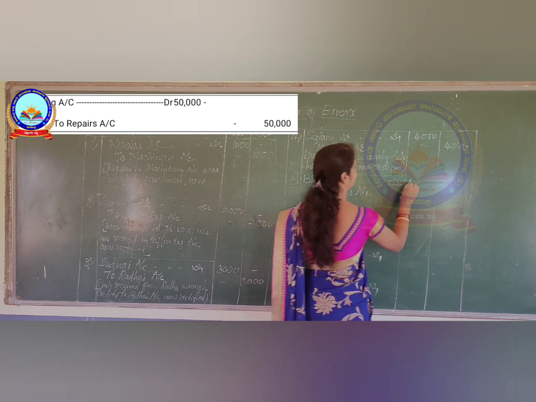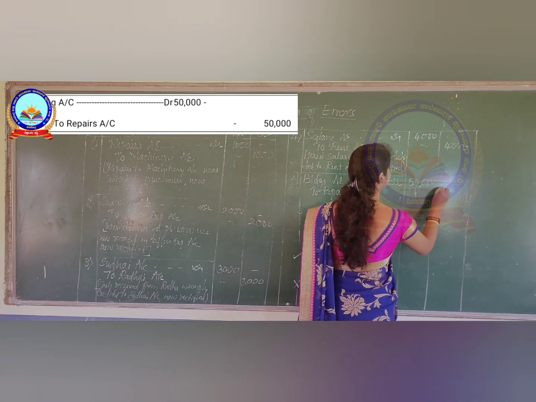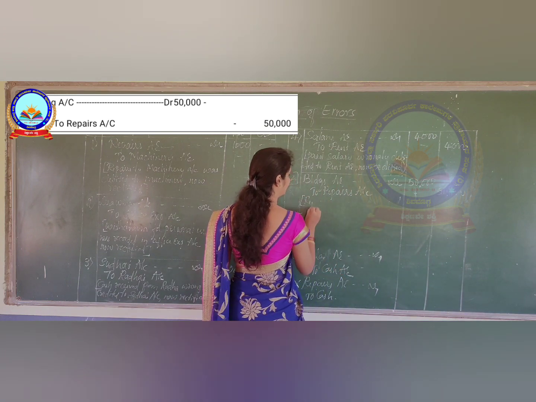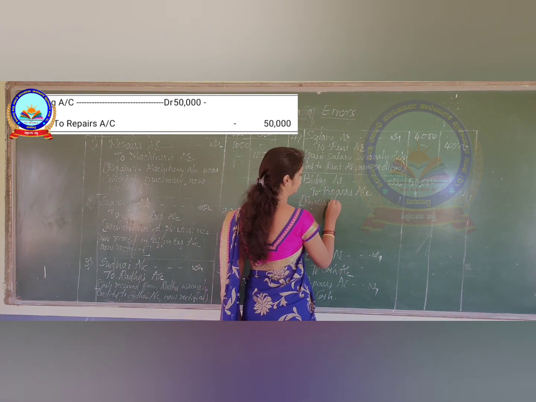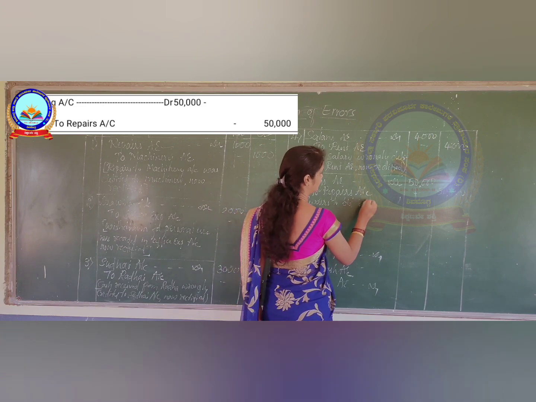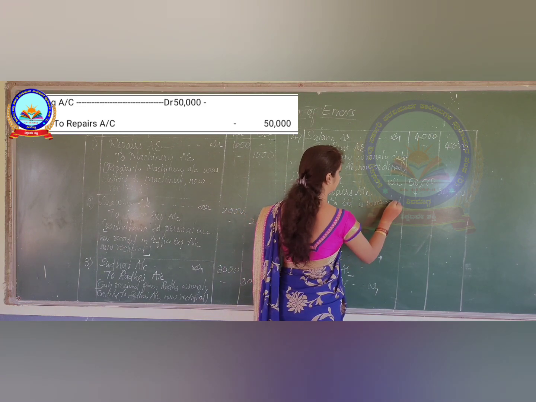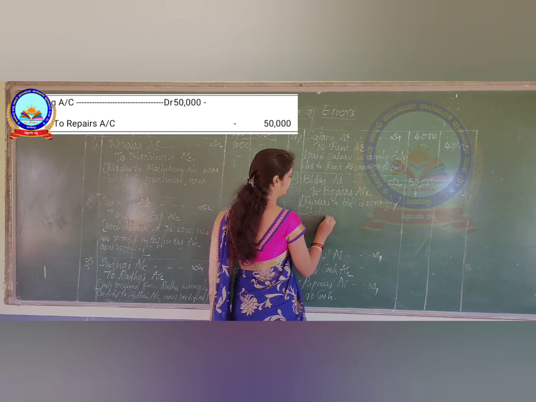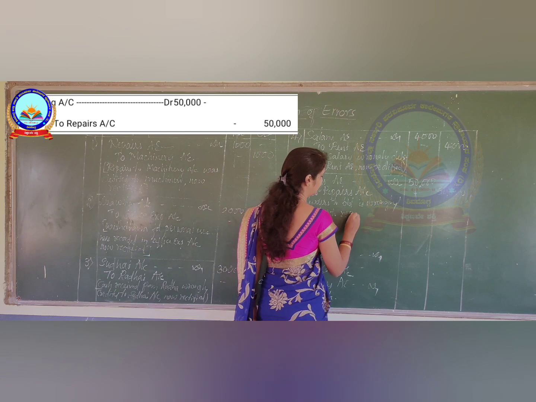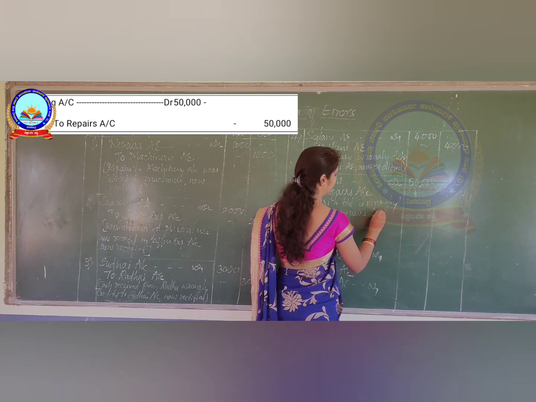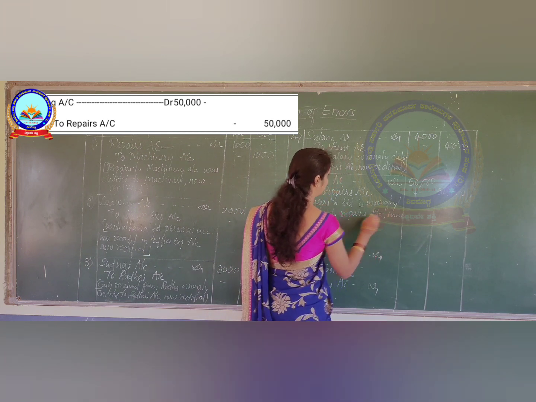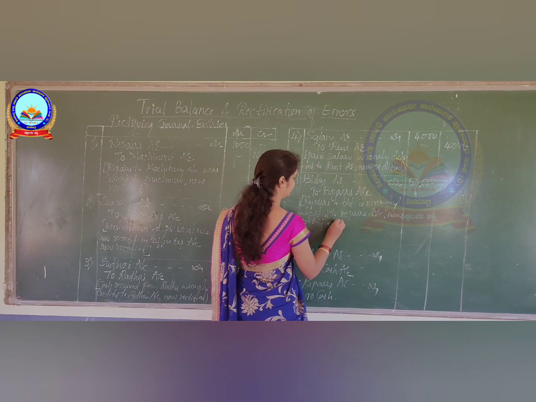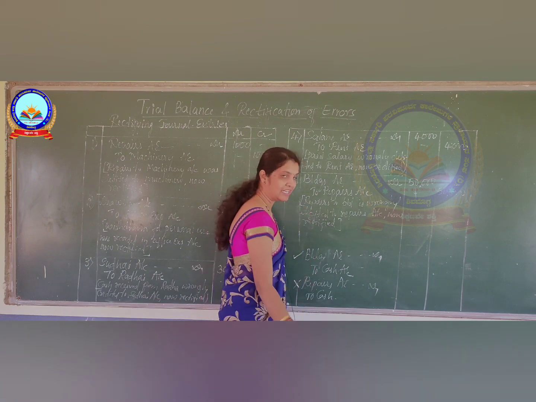Rupees 50,000. Narration: repairs to building is wrongly debited to repairs account, now rectified.